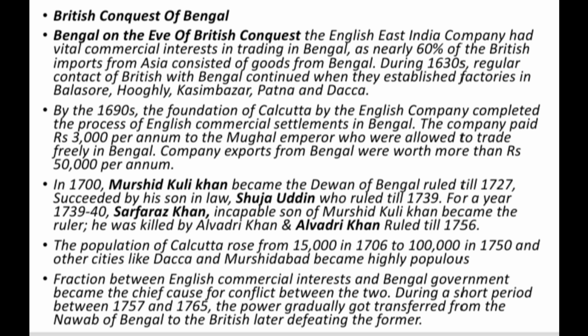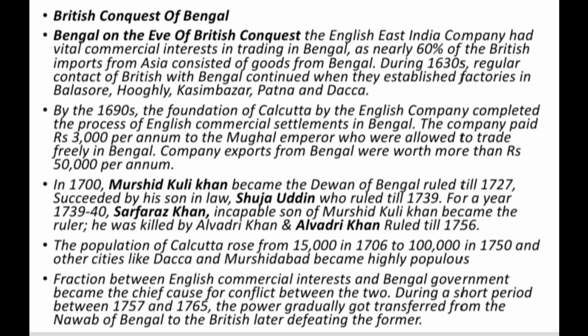Under the rule of these rulers, Bengal made unprecedented progress, and there were a few factors which made Bengal prosperous. For instance, the rest of India was disturbed by inter-state disputes, the Maratha invasion, Jat revolts and external invasions by Nadir Shah and Ahmad Shah Abdali, but Bengal was fortunate enough to escape these challenges. The population of Calcutta rose from 15,000 in 1706 to 1 lakh in 1750, and other cities like Dhaka and Murshidabad became highly populous. Almost all the governors of Bengal strongly resented the special privileges enjoyed by the English Company, as it meant a huge loss to the provincial exchequer.